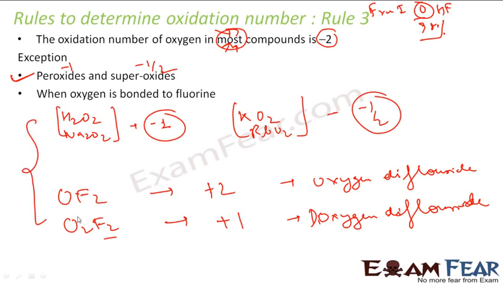So if it is OF2, it will be plus 2. O2F2, it is plus 1. Right? And in case of peroxides, H2O2, Na2O2 like this, it is minus 1. And in case of superoxide, for example, KO2, RbO2, it is minus 1 by 2. Exception, but in most of the cases it is minus 2.